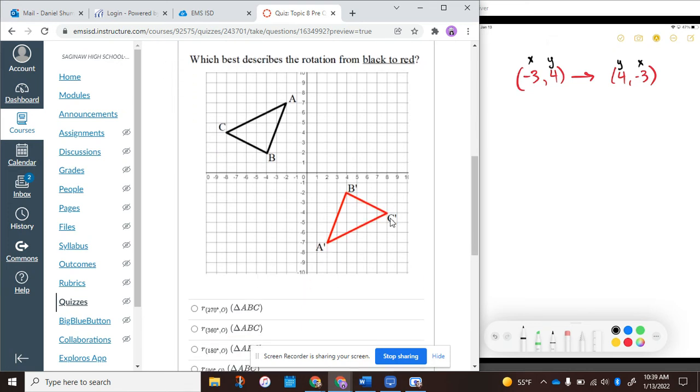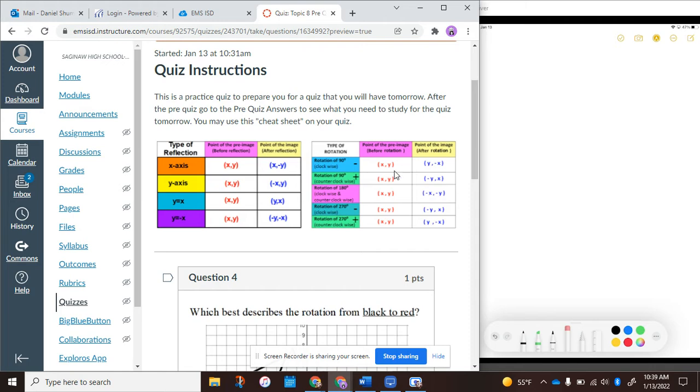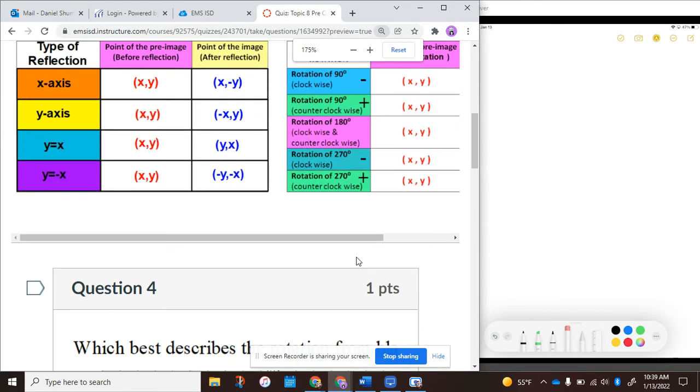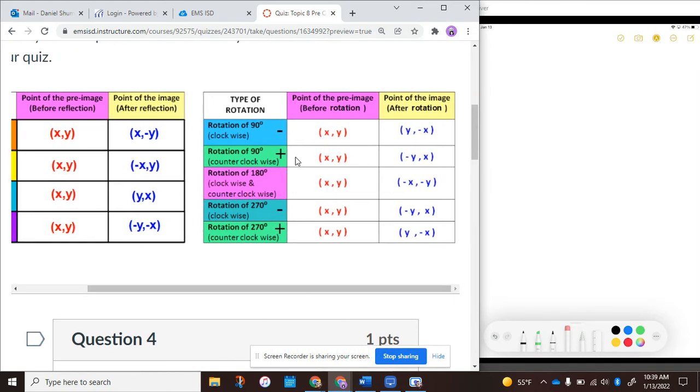Okay, up next, this time we're talking about a rotation. So a rotation is where we take something and we turn it around. And there are some very specific rules of what happens in your rotation. You can kind of see on this chart right here, and that's the same chart that's on the back of your notes packet. There's some very specific rules about what happens to your original coordinates when you rotate them.